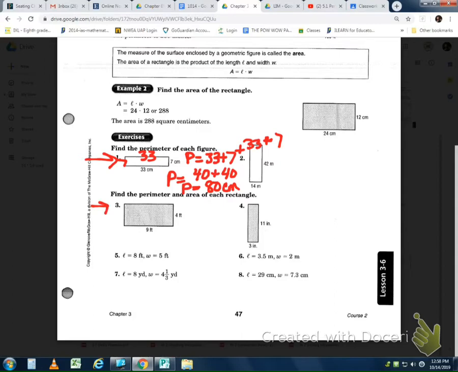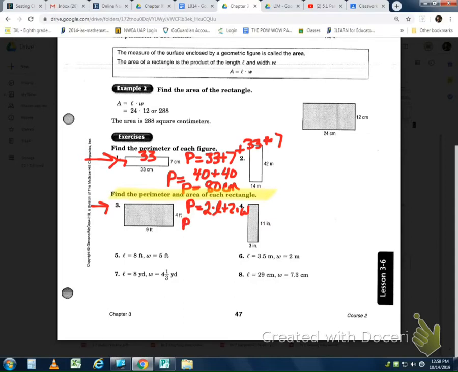The directions I want to read very carefully. Find the perimeter and area. So on number 3, what's the length? 9 feet. What's the width? 4 feet. So first of all, we're going to do perimeter, and I'm going to write perimeter equals 2 times length plus 2 times width.